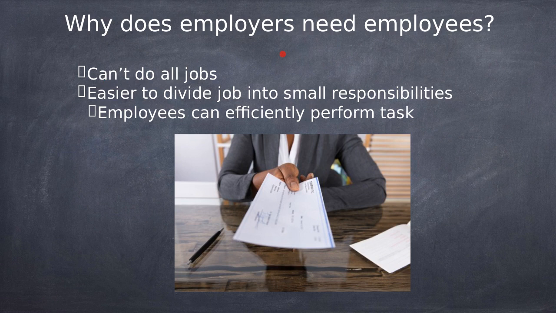And they can't do all the jobs. So if I open up a restaurant and I own the restaurant, I am not going to be able to seat the person, take their order, cook their meal, get their food, and make sure I wait on that one table, because hopefully I have more than one table. So I can't do all the jobs. So I have to hire employees. I have to hire people.